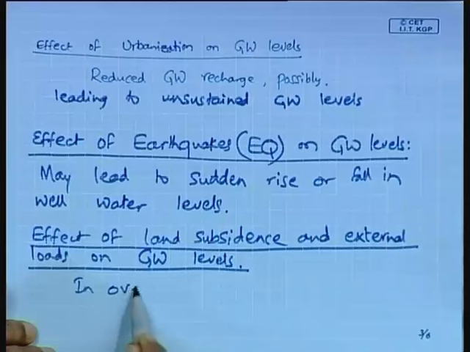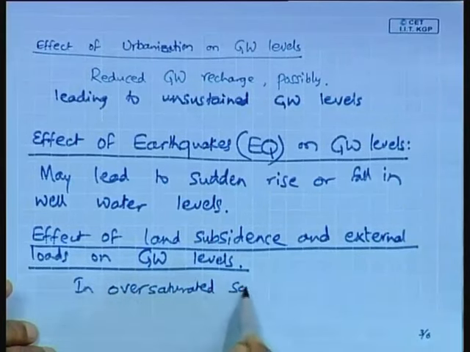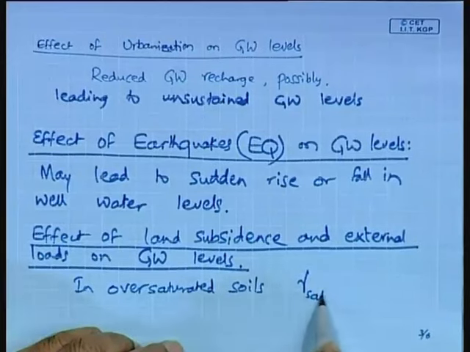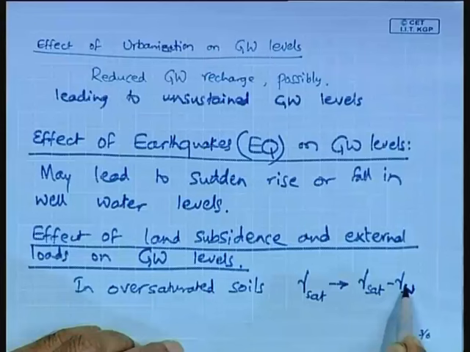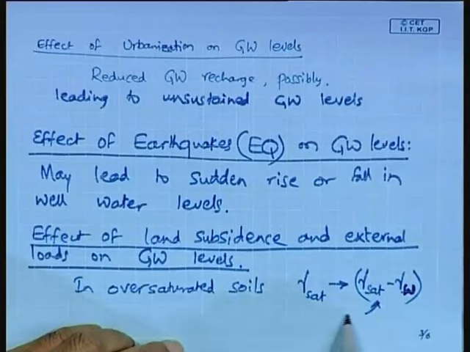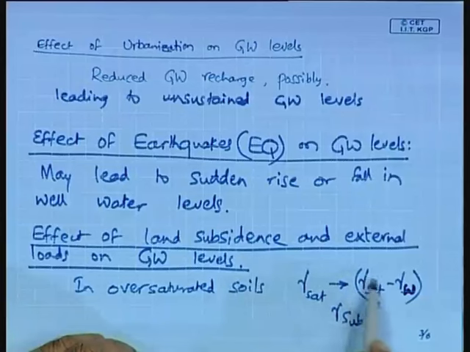Wherever there is oversaturation of groundwater, the soil's unit weight will decrease from gamma sat to gamma sub. In case of oversaturated soils, gamma sat changes to gamma sat minus gamma w, where gamma w is the unit weight of water, and gamma sat minus gamma w is the submerged unit weight. When the unit weight of soil is at or slightly below gamma sat, it will have the optimum moisture content and the optimum strength, and as its unit weight falls, its strength also falls.